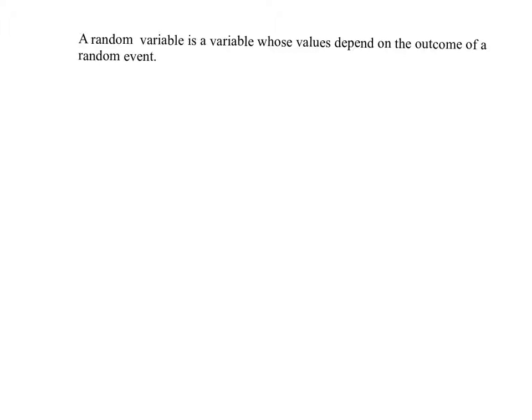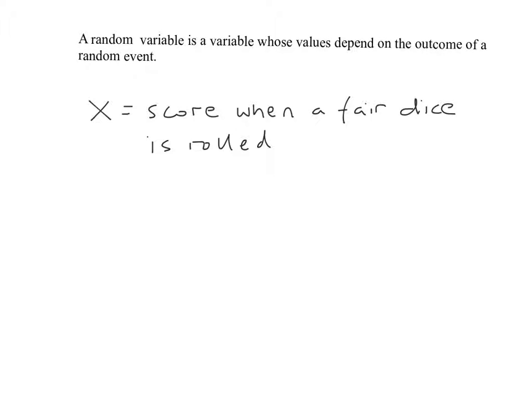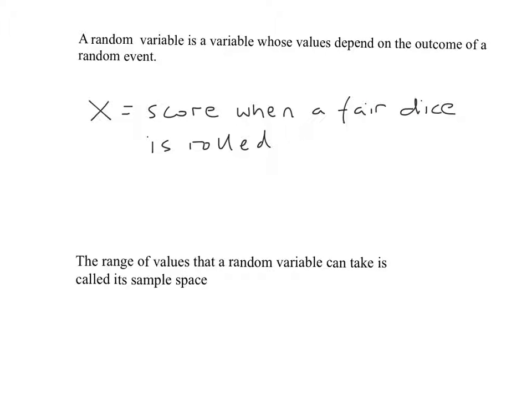This video is all about discrete random variables. So here's an example of a random variable. The uppercase letter X is used in this case to represent the score when a fair dice is rolled. Obviously the numbers that you may get are 1, 2, 3, 4, 5 or 6, and this is called its sample space. So the sample space for the event of rolling the fair dice is 1, 2, 3, 4, 5, 6.